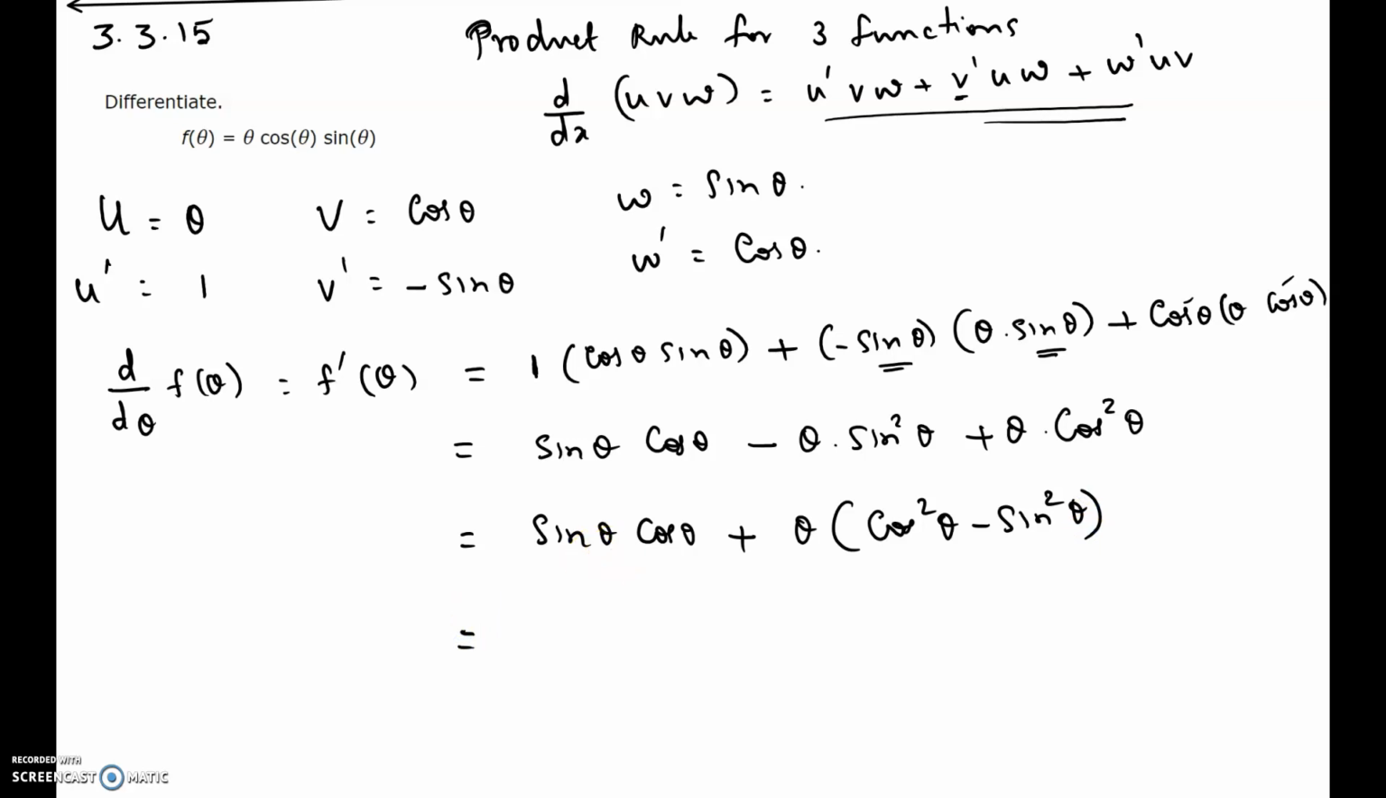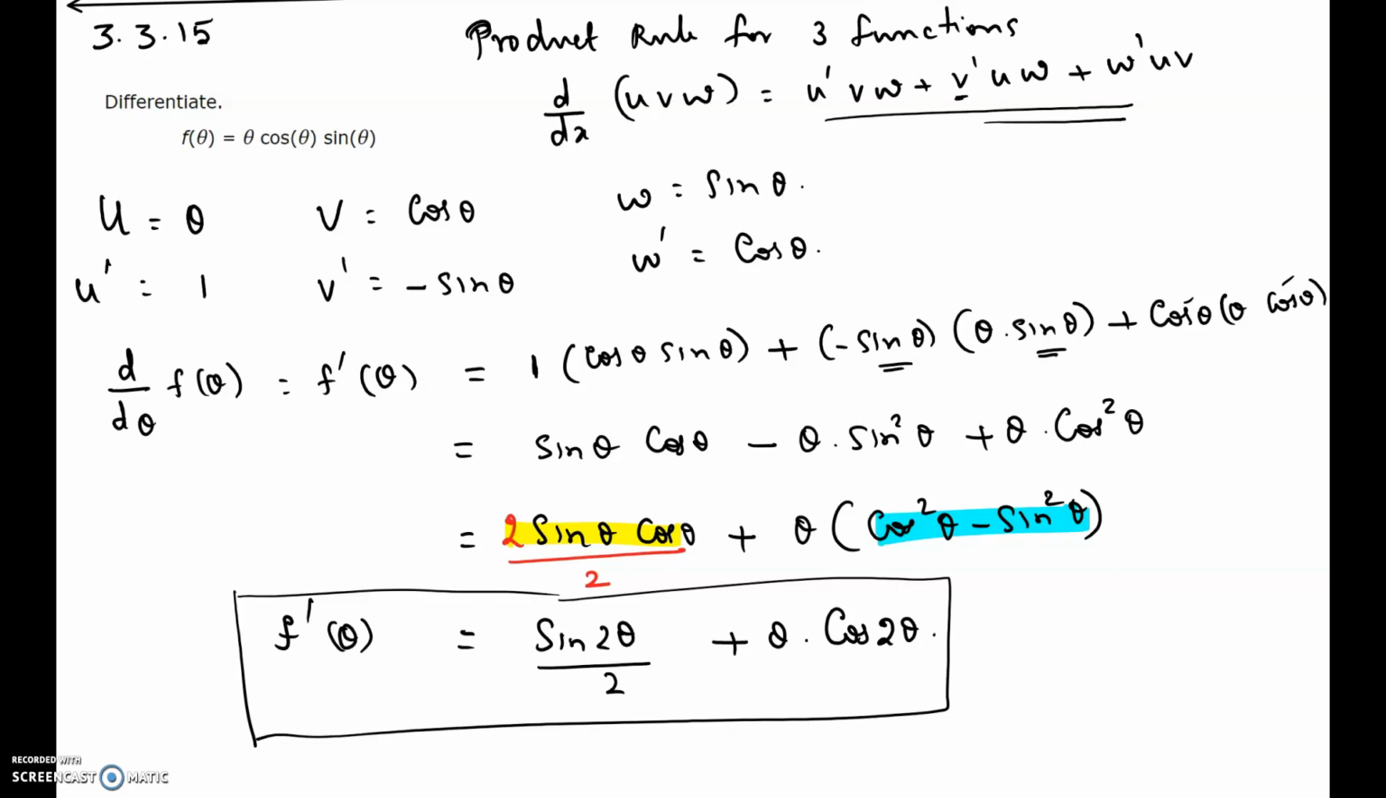Now, sine theta cosine theta can be written as 2 sine theta cosine theta over 2, just by multiplying and dividing by 2, because by the double angle formula we can write 2 sine theta cosine theta as sine of 2 theta, sine of the double angle, divided by 2, plus theta times this cosine square theta minus sine square theta, which can be written as cosine of 2 theta. So f prime theta is sine 2 theta over 2 plus theta cosine 2 theta.